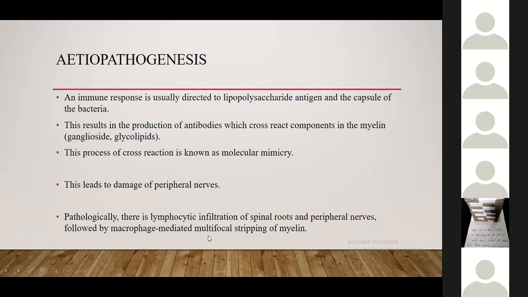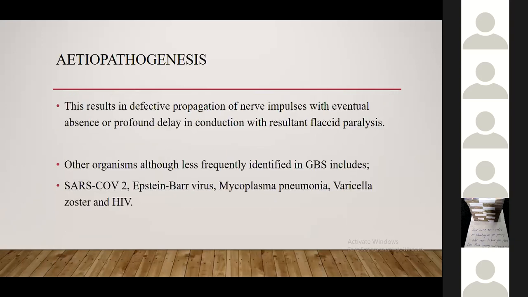So, for the lab people here, if you want to go into detail, pathologically you have lymphocytic infiltration of the spinal root and then the peripheral nerves, and then you also have macrophage-mediated stripping of the myelin. So it's basically an inflammatory process. As you can see, once the myelin sheath is damaged, as I said, there will be defective propagation of nerve impulses. So it's easy to understand. And eventually this will lead to paralysis.